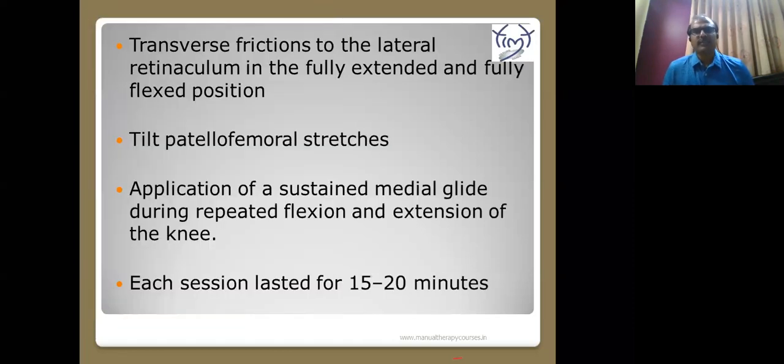We have plenty of other techniques for treating the surrounding structures. These can be treated with transverse frictions to the lateral retinaculum in the fully extended and fully flexed positions, the anterior tilt, medial tilt, posterior tilt, or lateral tilt, which can be applied here, or you can maintain the medial glide and ask them to go into flexion and extension. Each session, we can do all these movements a number of times.